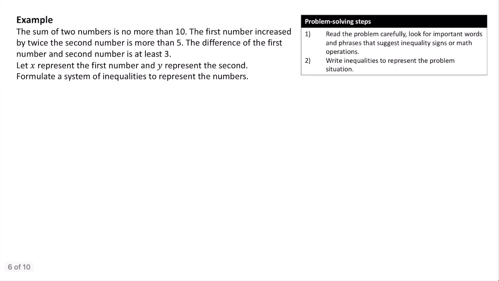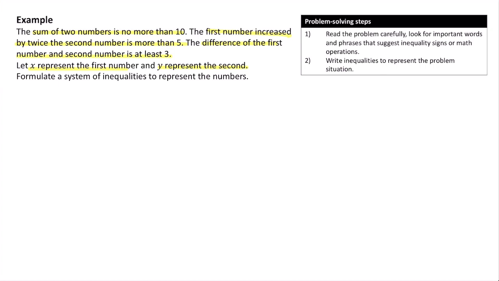Okay, so let's try an example. Here it says: the sum of two numbers is no more than 10. The first number increased by twice the second number is more than 5. The difference of the first number and second number is at least 3. Let x represent the first number and y represent the second. Formulate a system of inequalities to represent the numbers.